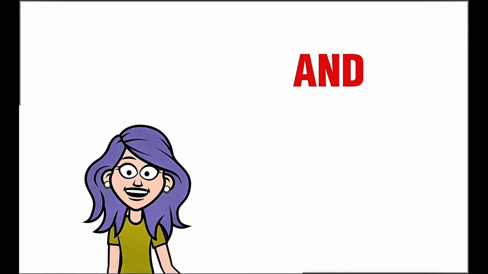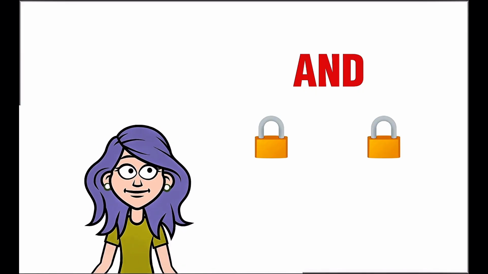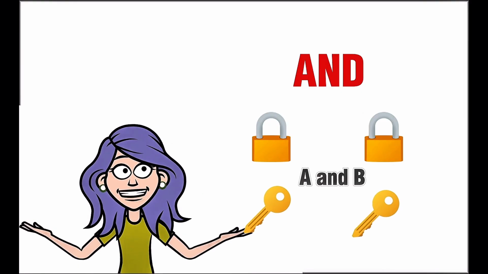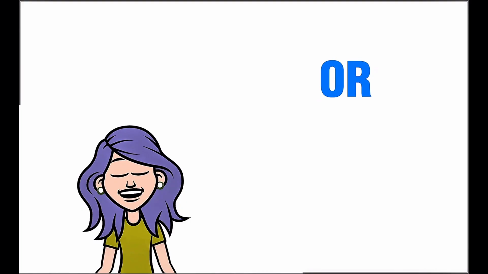First, and. Think of this as a strict security guard. Animation of a gate with 2 locks. You can only enter if you have key A and key B. Both must be true.